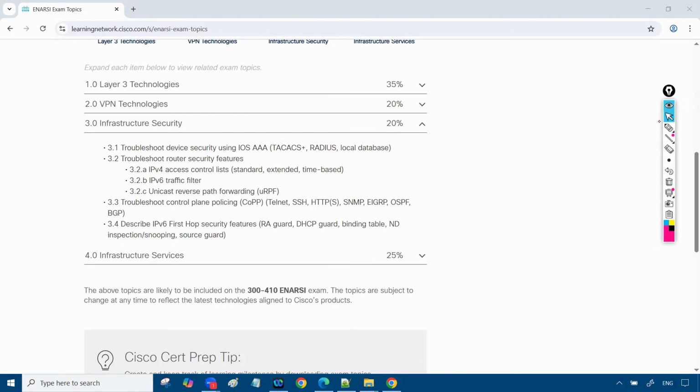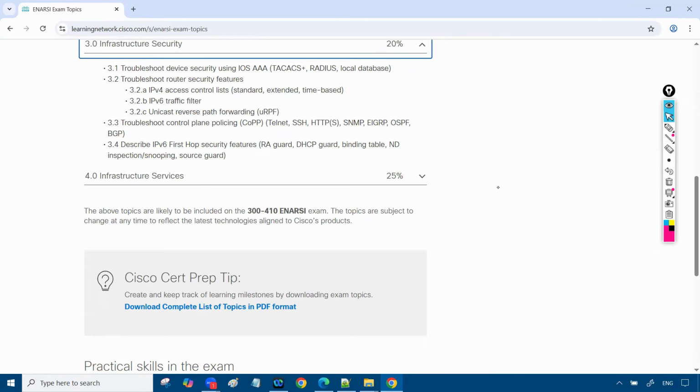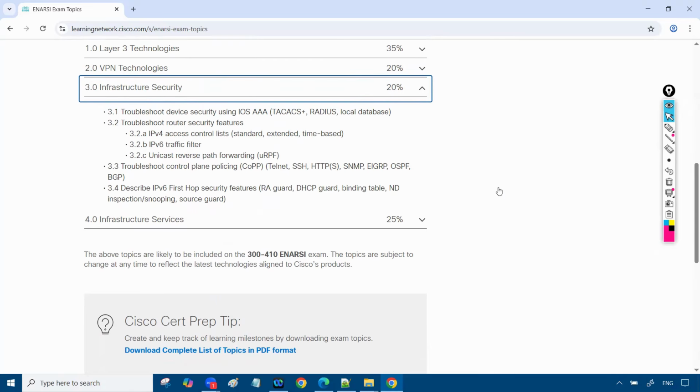So control plane policing is a very important topic for the CCNP and CCIE Enterprise. Not even the enterprise, even the data center and the security perspective as well. Right. Then after that, we have a IPv6 RA guard, like how you can enable the IPv6 security in your IPv6 environment, like a DHCP guard, ND snooping, ND inspection, right? And then source guard you can enable in the IPv6. Once we have done with this 3.0 section infrastructure security, then after that we have a infrastructure services over here.